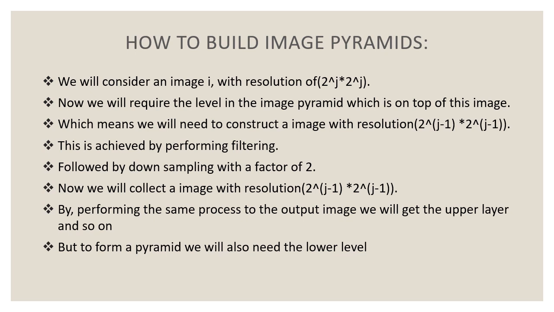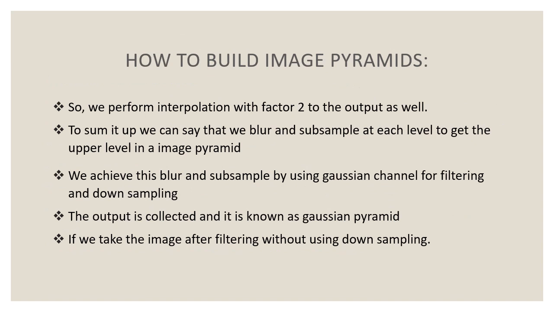But to form a pyramid, we will also need the lower level, so we perform interpolation with a factor of 2 on the output as well. To sum up, we blur and subsample at each level to get the upper level in the image pyramid. We achieve this blurring and subsampling by using a Gaussian filter and downsampling by a factor of 2. The output collected is known as the Gaussian pyramid.